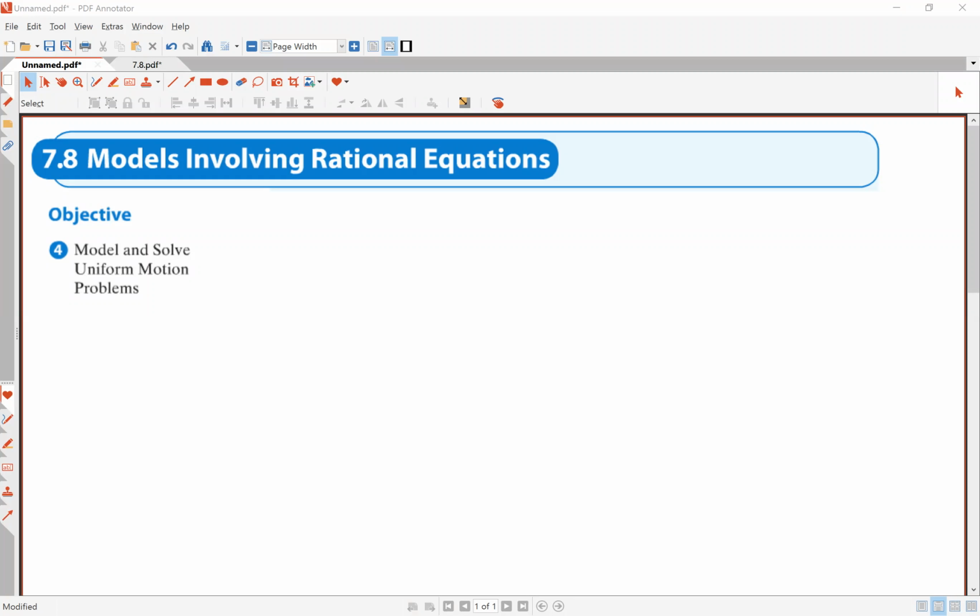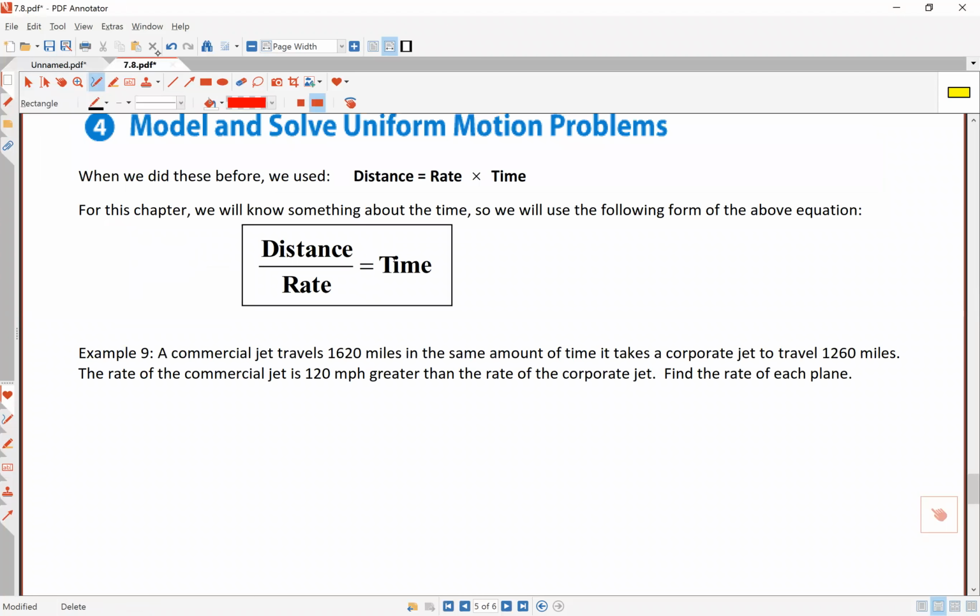This video is for 7.8 Models Involving Rational Equations, Objective 4, Model and Solve Uniform Motion Problems. Remember that uniform motion refers to distance equals rate times time. We set a speed in our vehicle and we use that speed for some time. We multiply the speed by time. It tells us how far we go. Distance equals rate times time.